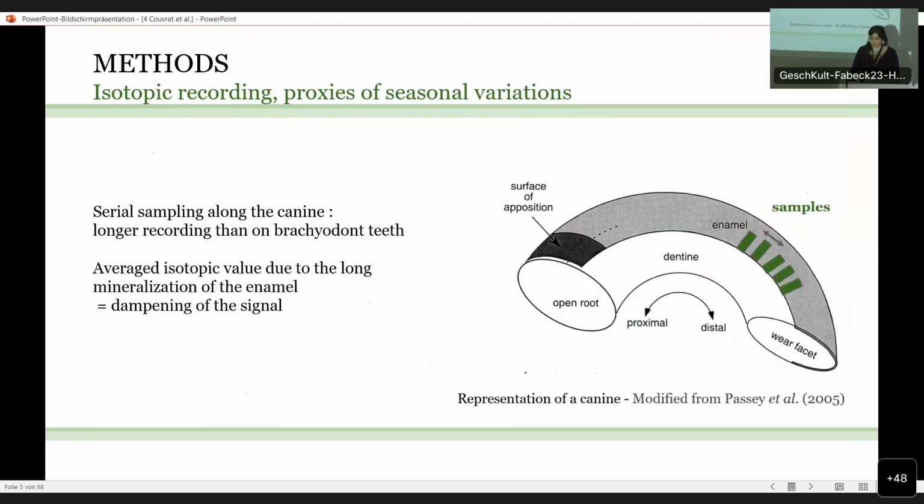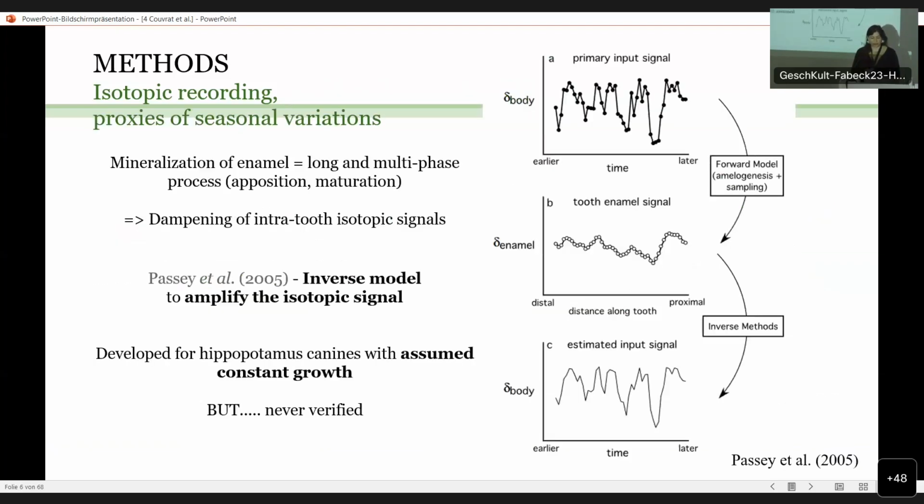Enamel was chosen because it is the response to genesis. And the long-term goal is to use the same method on the Plio-Pleistocene hippo. When you take a serial sample on a canine, a problem arises, which is the averaging of the signal from the long mineralization time. This averaging will cause a dampening of the signal, but in order to overcome this problem, the model of Passey et al. can be used.